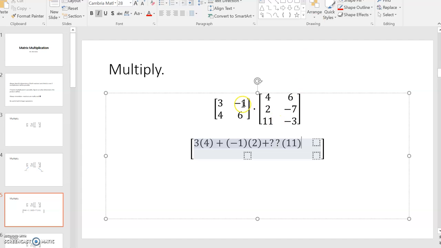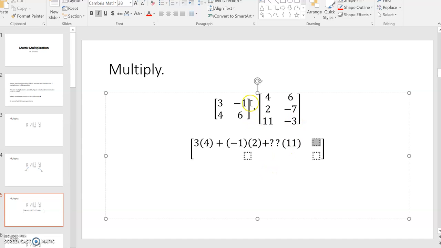I also want to mention, again, that this happened with a 2 by 2 by a 3 by 2. I'm missing a number to multiply by the 11. And if I had gone to this spot and done the first row by the second column to give me the number in the first row, second column, I would have done 3 times 6, -1 times -7, but then I don't have a number to multiply by the -3.